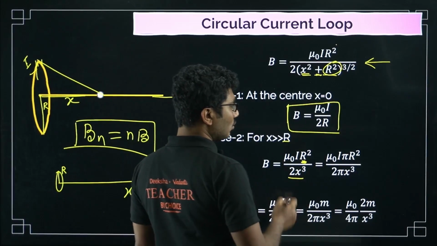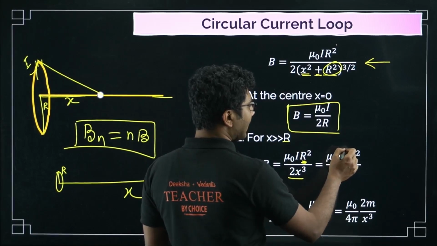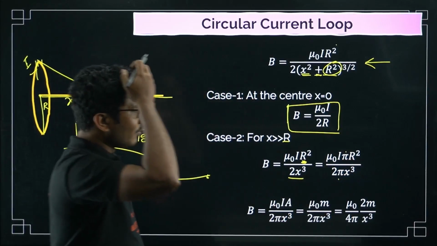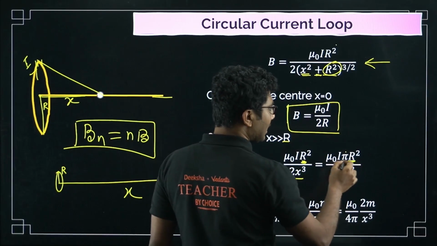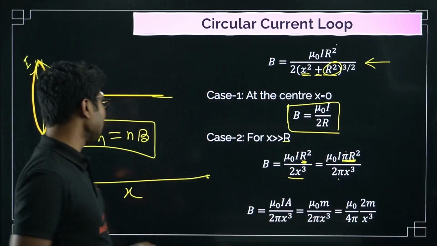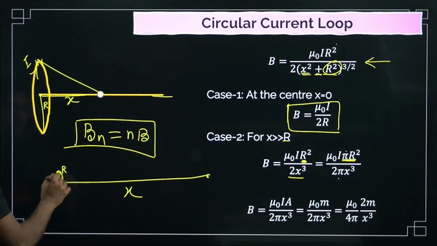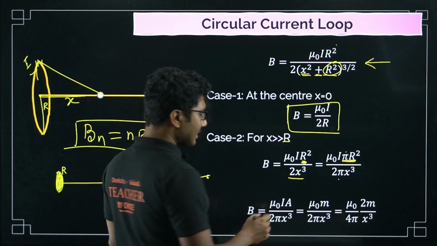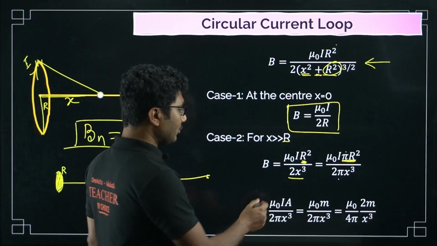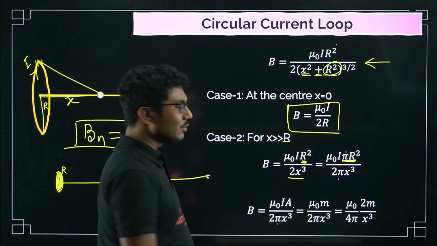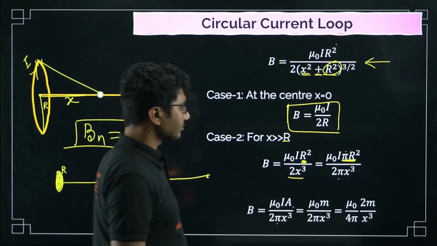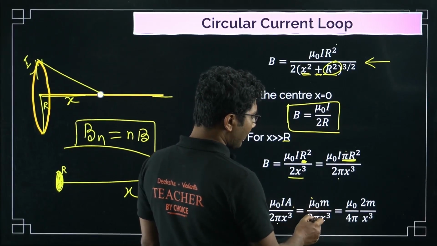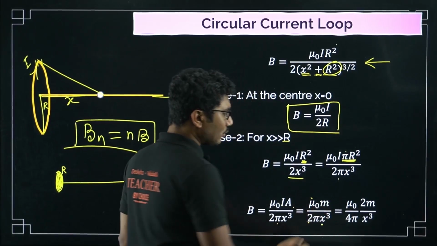Now let us multiply pi in the numerator as well as in the denominator. Now, what is the term pi r square? This pi r square represents the area of the loop, so let us represent it with A. So we get mu naught I A divided by 2 pi x cube. Now you can write this as mu naught m divided by 2 pi x cube.